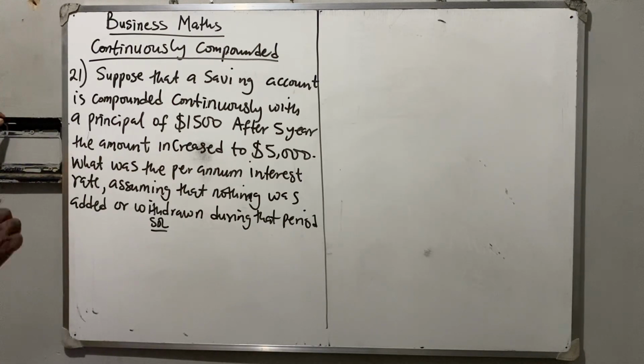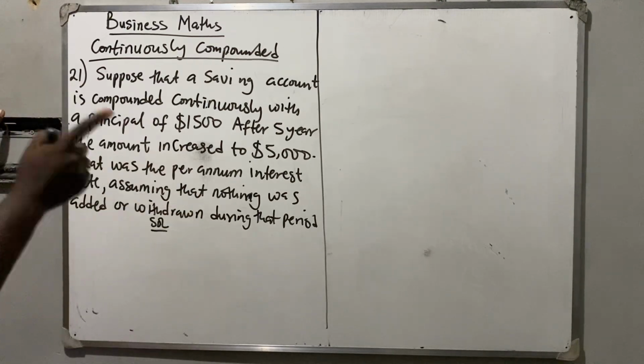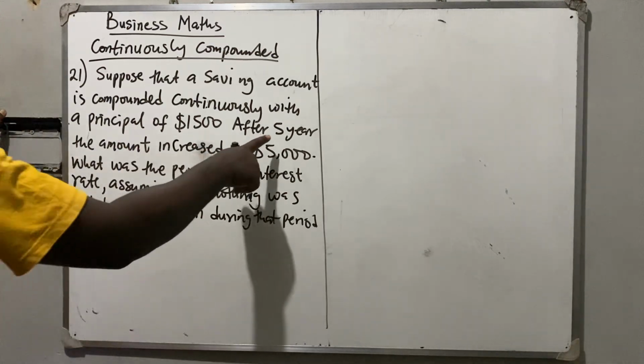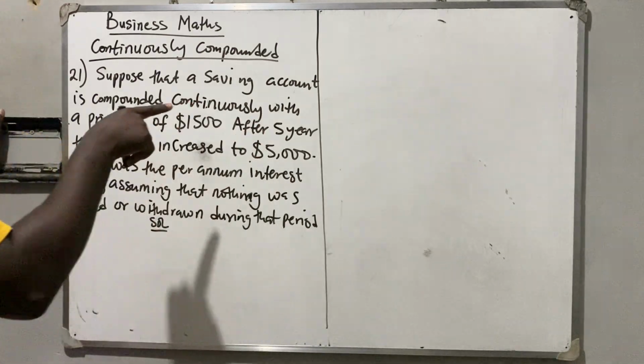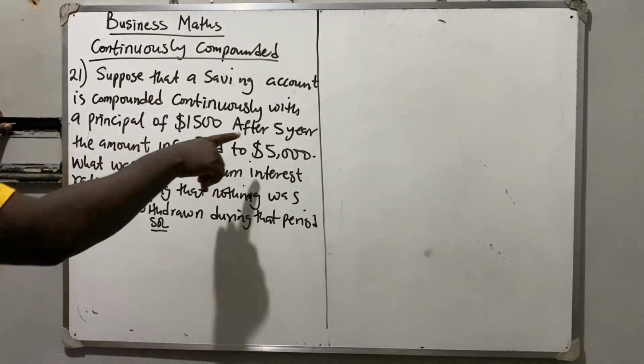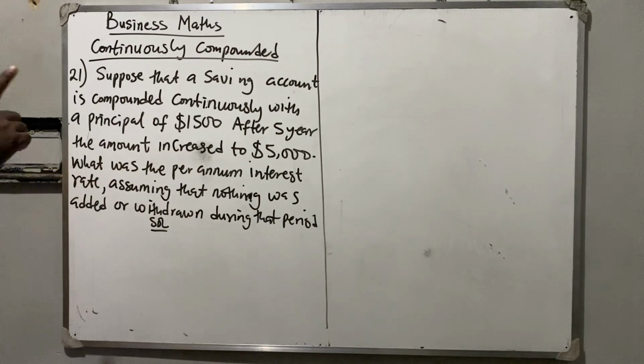It said that suppose a savings account is compounded continuously, with a principal of 1,500 after years. They did not put the years, they omitted it in the question. So I decided to put 5. You can ask the lecturer to tell you the years. If he tells you the year, then you change it. So this 5 was added by me. So the amount increased to 5,000.